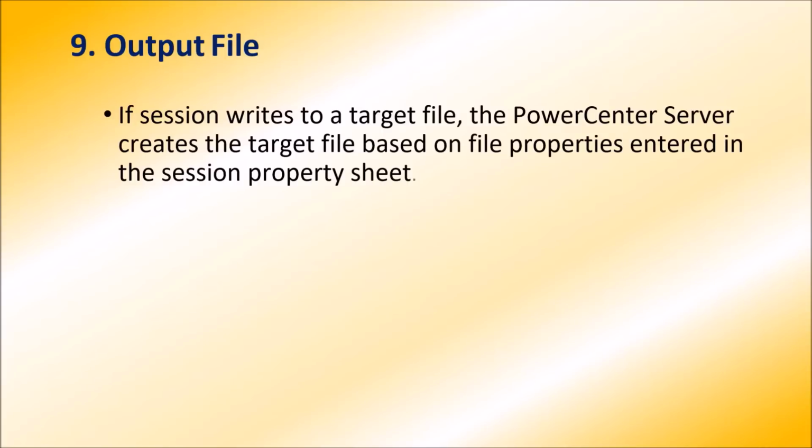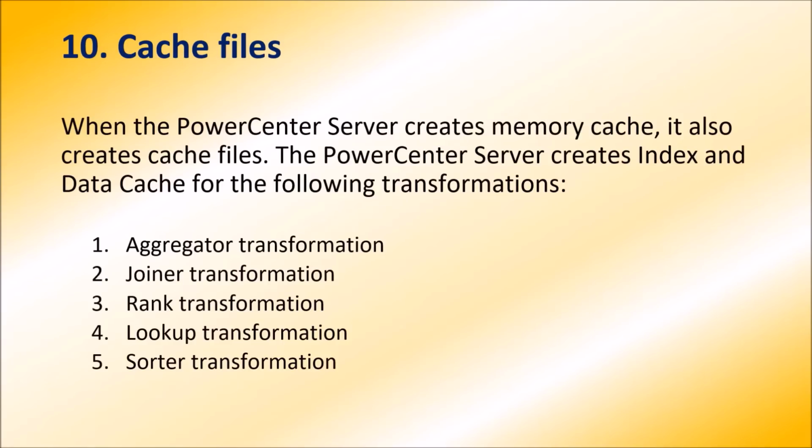The next one is cache files. When the PowerCenter server creates memory cache, it also creates the cache files. The PowerCenter server creates index and data cache for transformations like aggregator, joiner, rank, lookup, and sorter transformations. These are the transformations in Informatica that use the cache files. Remember, this is a very important interview question. They'll ask what transformations use the cache files, so you have to answer: aggregator, joiner, rank, lookup, and sorter.